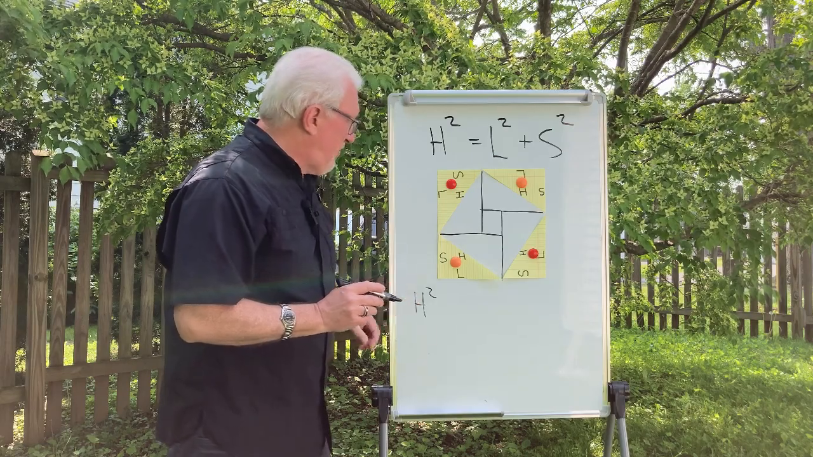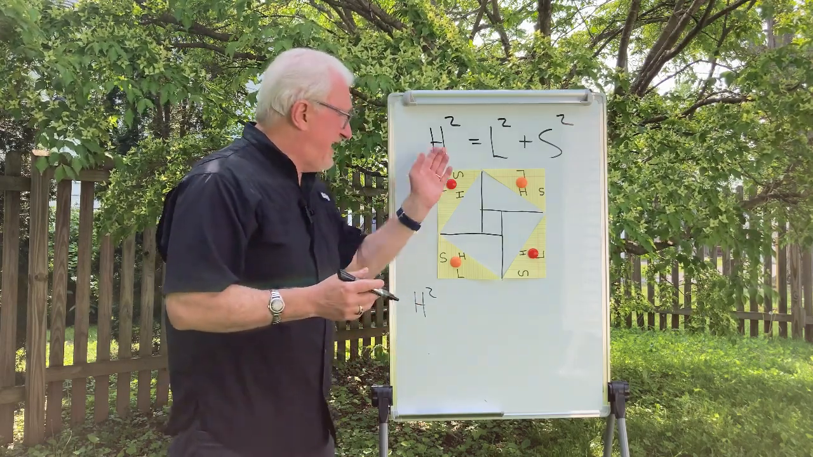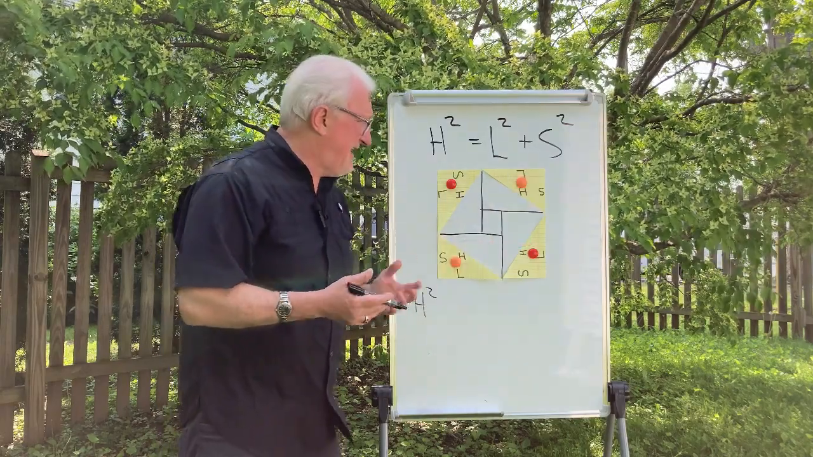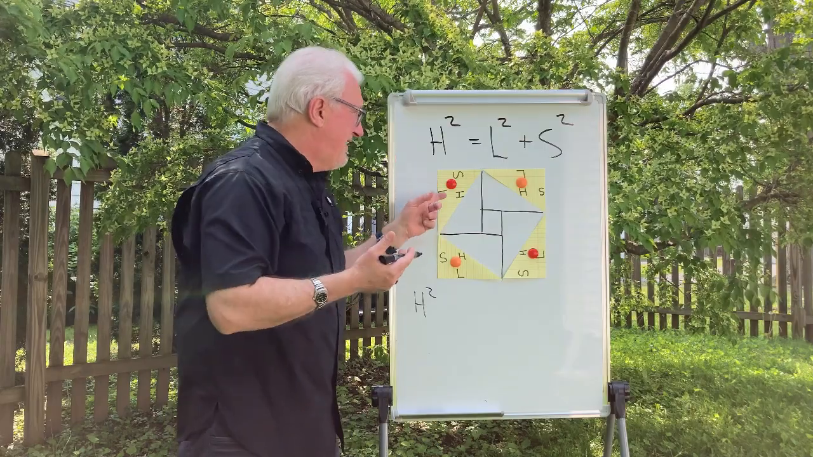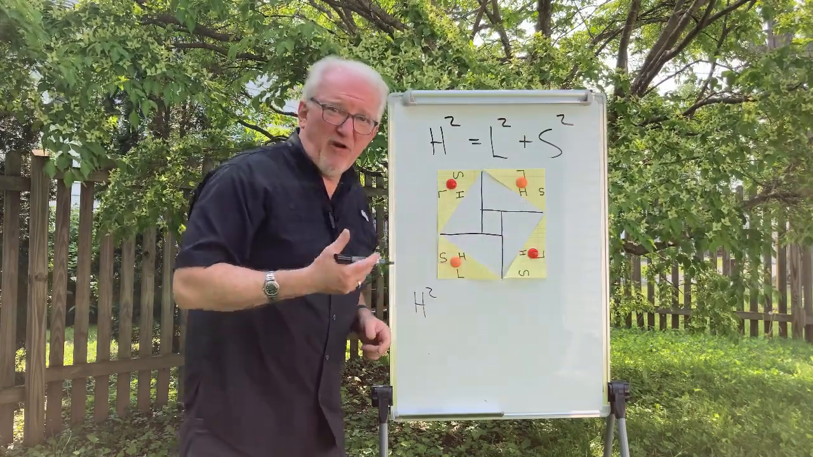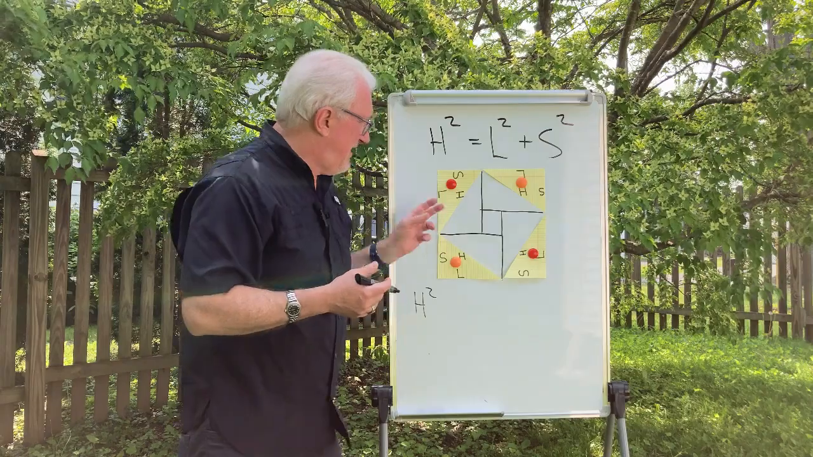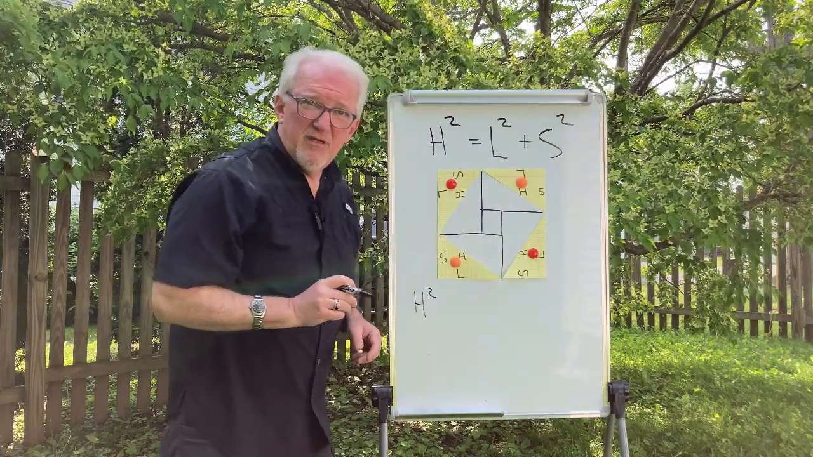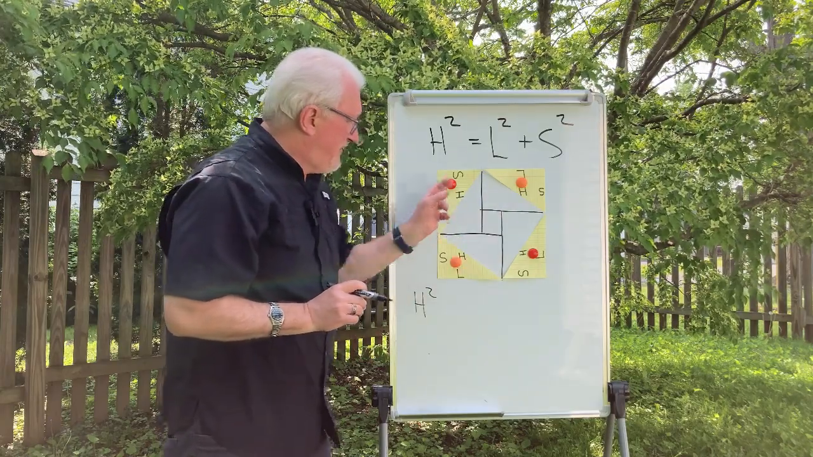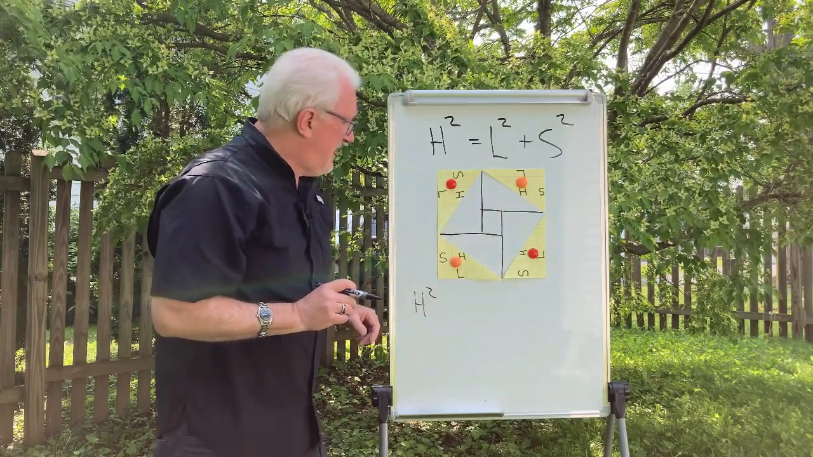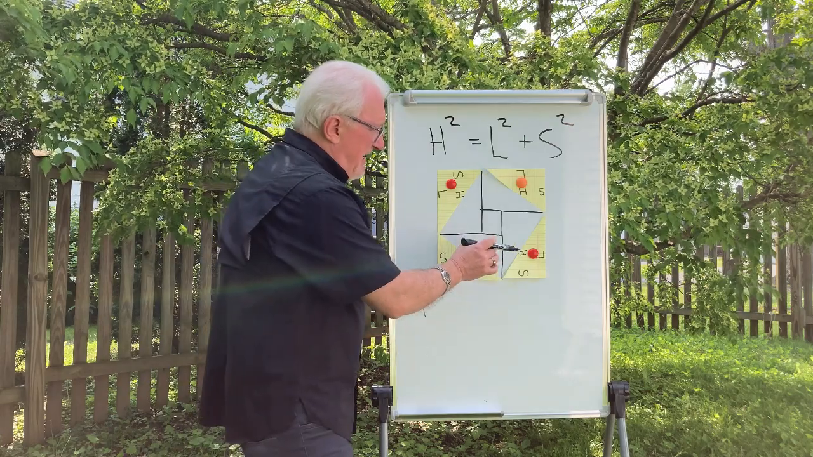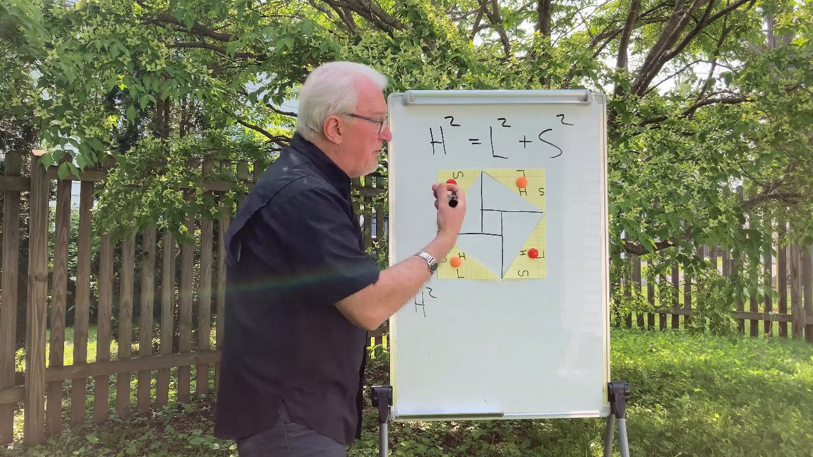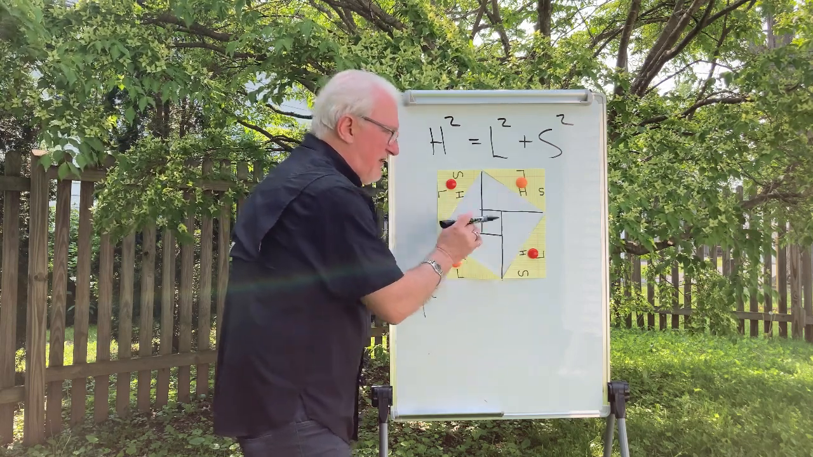Well, we can think of h squared in two different ways. We can think of it as the area of the large square of side length L plus S minus the area of the four congruent triangles, right? That would give us the area of the small square of side length h. We can also think of it as the area of the very small innermost square plus the area of the four congruent triangles.